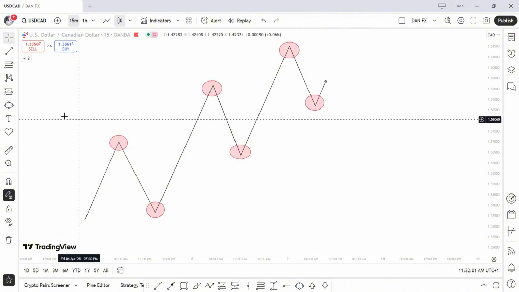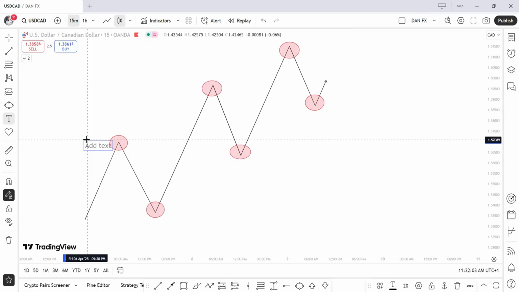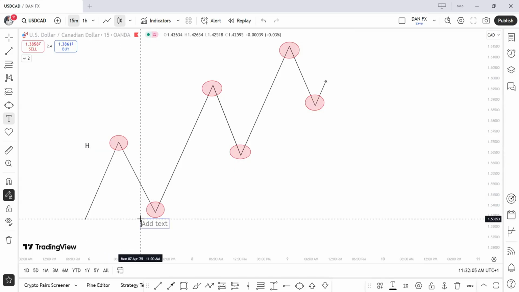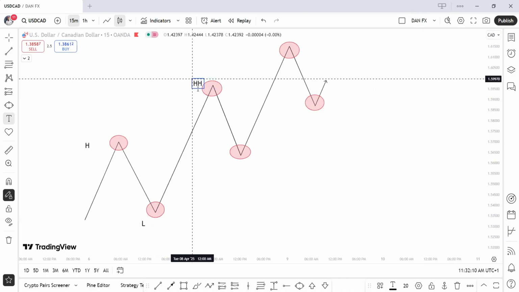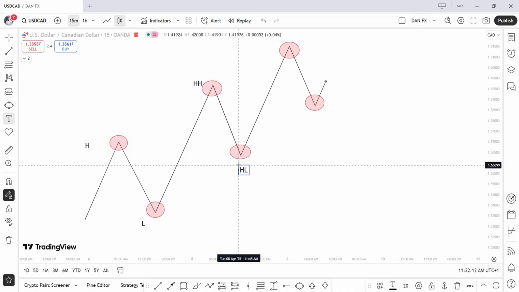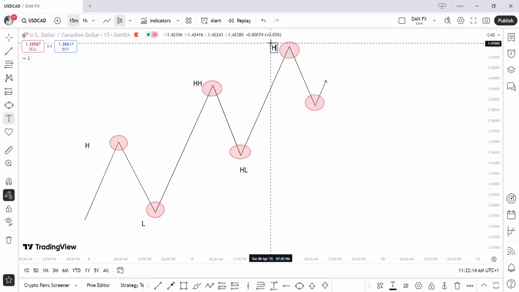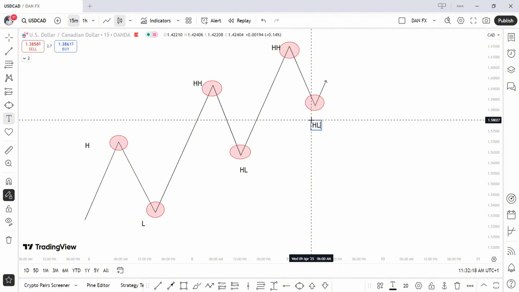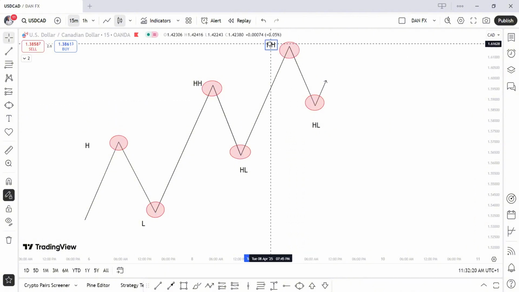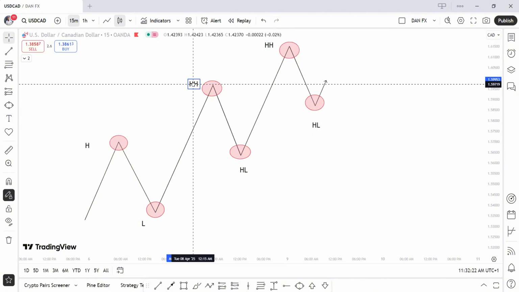Right. So let's write the abbreviations: high, low, higher high, higher low, higher high, higher low. Right. So we know that this is an uptrend because it has the characteristics.